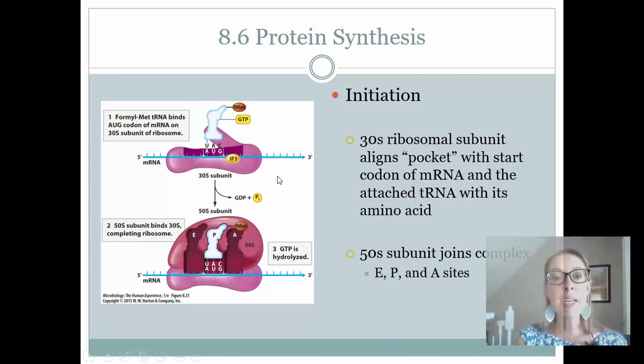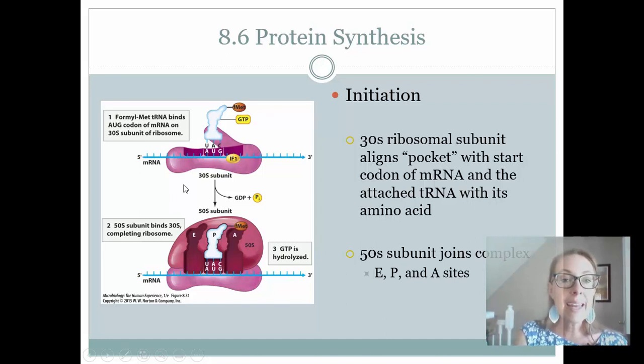Okay, so for initiation, what are we looking for? Well, we're looking for that start codon on the messenger RNA. And so we have these 3 little pockets that we see on our 30S small subunit. Well, AUG is going to sit right in here. That AUG codon is going to correspond with the UAC anticodon. This tRNA is going to have methionine as its amino acid attached to it.